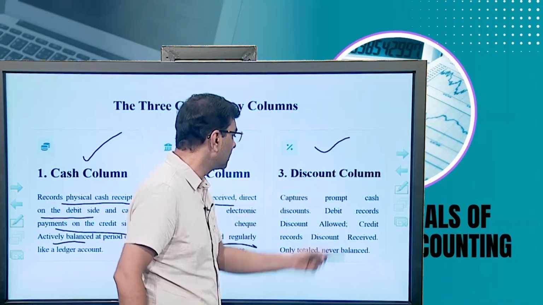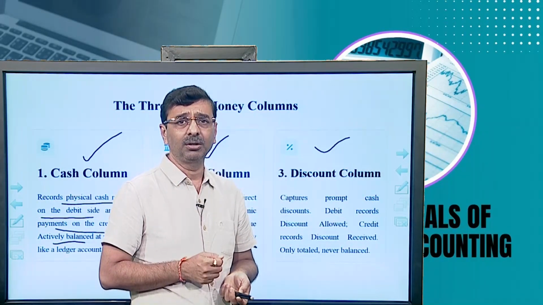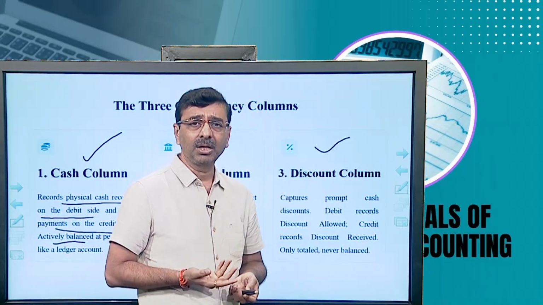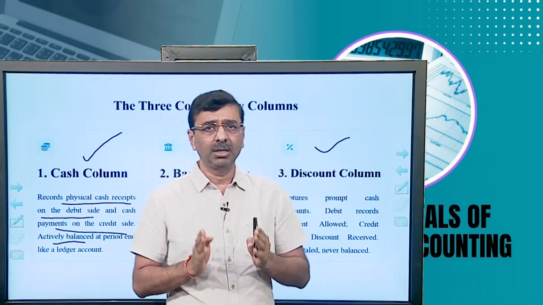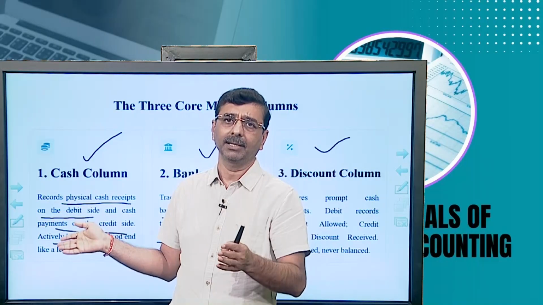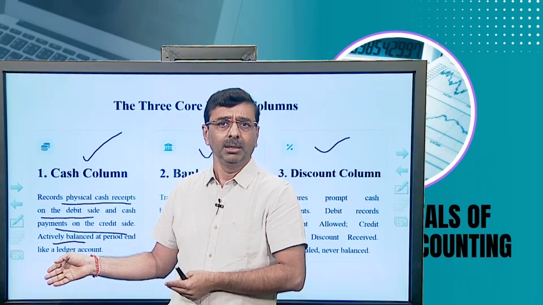Now the last column is the discount column. We already discussed it at the time of the two column cash book in the previous video lecture. Discount allowed is your expense, and discount received is your income. So discount allowed, it's your expense, it should be debit. We are recording it on the receipt side, correct, but it is actually an expense. That's why discount allowed is recorded on the receipt side.